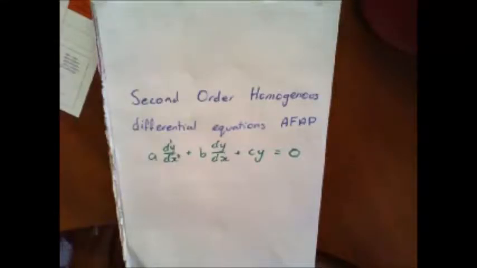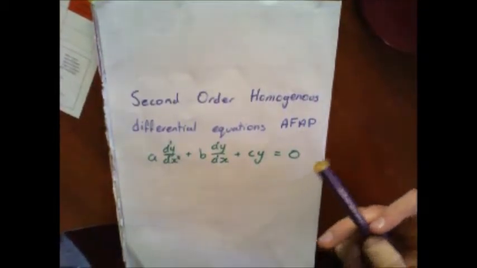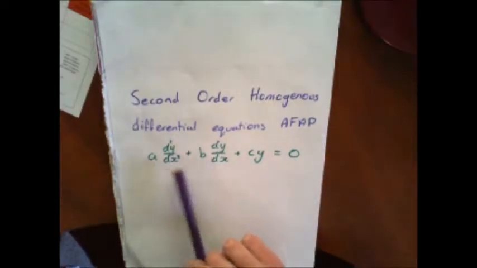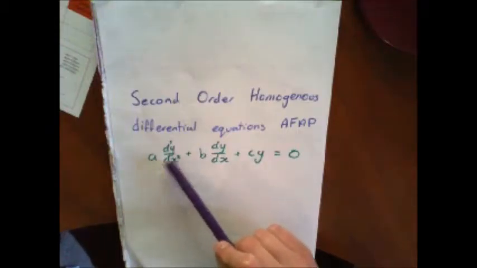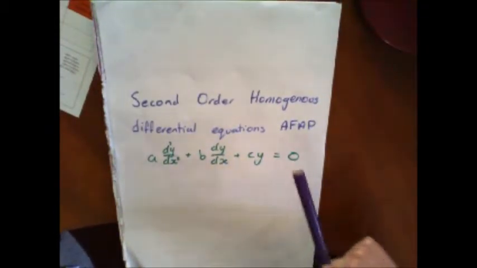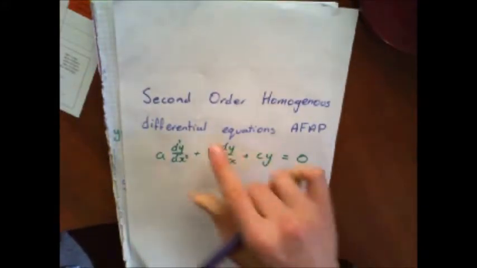Hey guys, in this video we're going to go over second order homogeneous differential equations as fast as possible. Now, a differential equation looks like this, with three constants, a, b and c, all timesing a derivative of y. So you've got a times the second derivative plus b times the first derivative plus c times y, and this is all equal to 0.